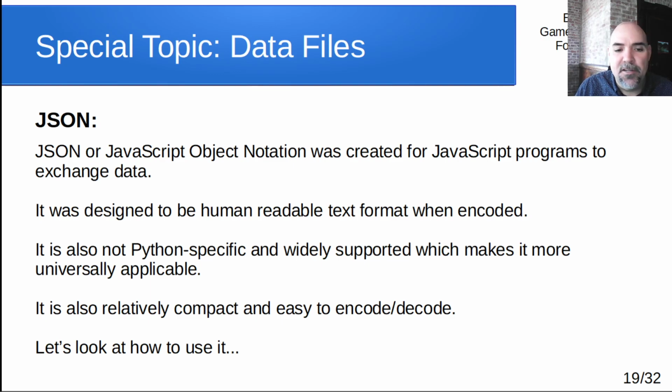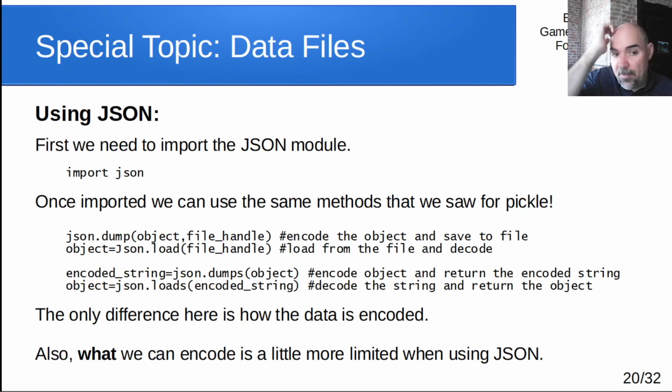It's easy to encode and decode. It's easy for a human to look at and understand what it's in. So let's take a look at how to use it. Now, the cool thing about the JSON module in Python is it really works just like the Pickle module, meaning that we have dump and we have load, which work the same way. And if we wanted to use the string version of those, we have dumps and loads, which give us the encoded string, or take the encoded string and turn it back into an object.